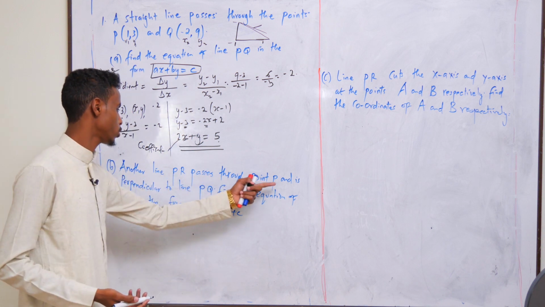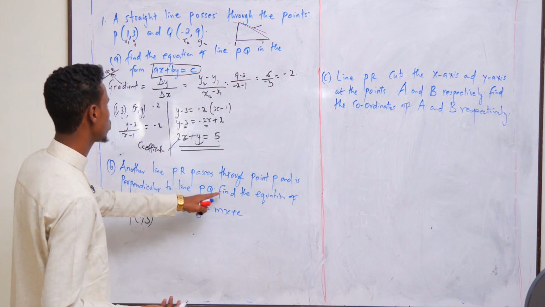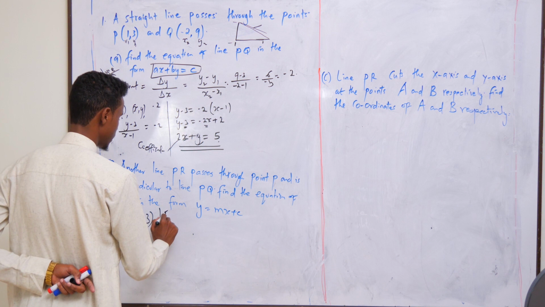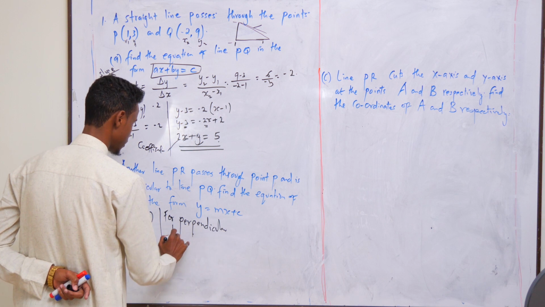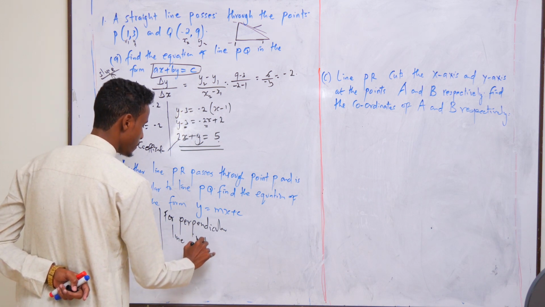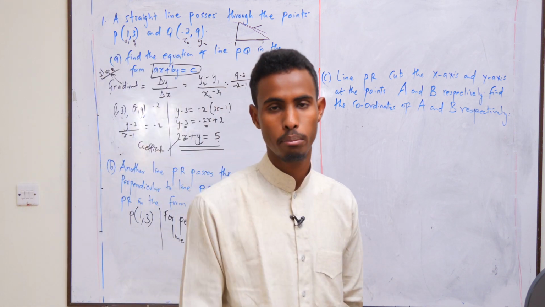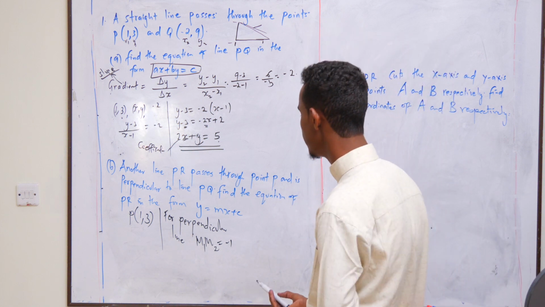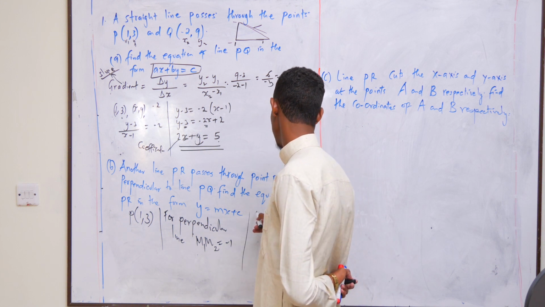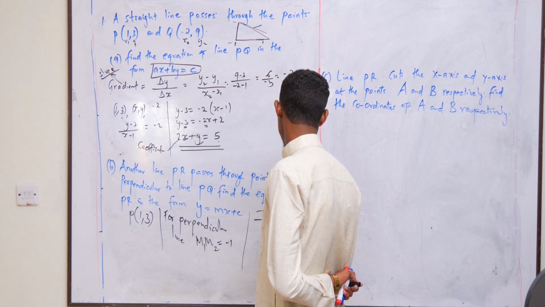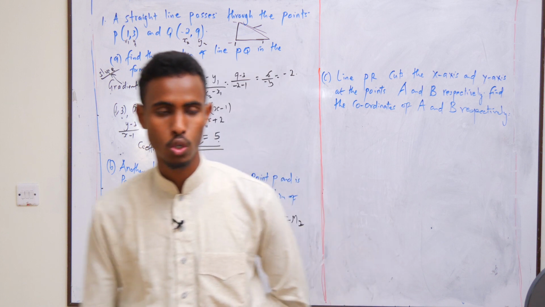Another line PR passes through the point P. We have point P as (1, 3), and it's perpendicular to line PQ. Now we say for perpendicular lines, M1 multiplied by M2 will give us negative 1. M1 basically means the gradient of line 1, multiplied by the gradient of line 2, will give us negative 1. While for parallel lines, M1 is equal to M2. Very simple.